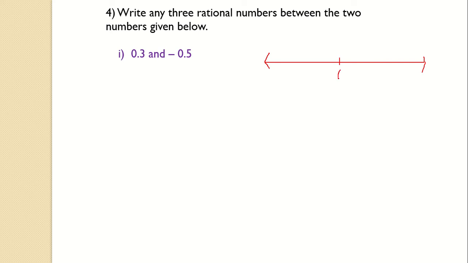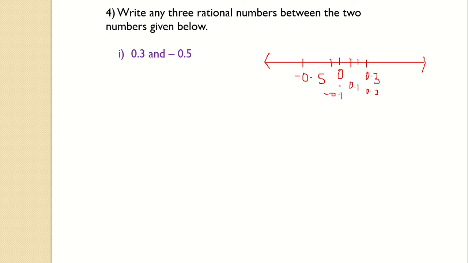Let's say this is 0, and I have 0.3 on this side and minus 0.5 here. So there are many numbers. Now 0 is also one such. Between minus 0.5 and 0.3, write any 3 rational numbers. So here I will have 0.1, 0.2, 0.3. Then this side I may have minus 0.1, minus 0.2, minus 0.3, minus 0.4, and then minus 0.5.